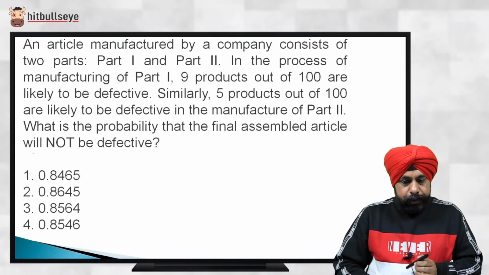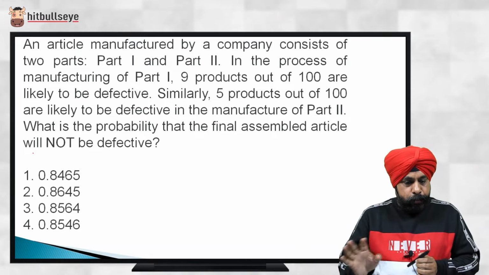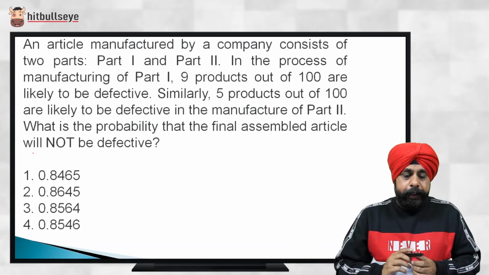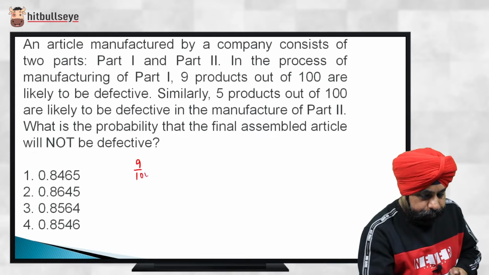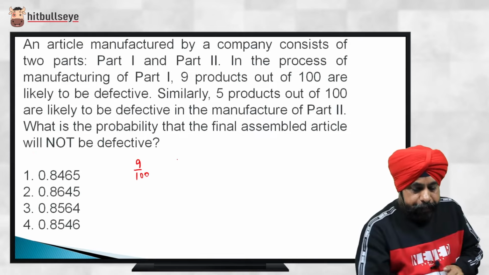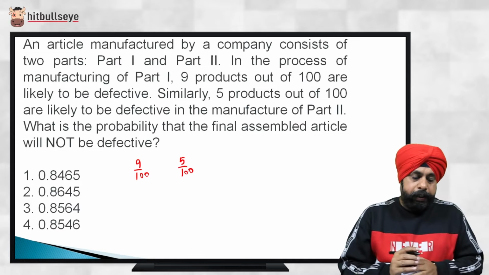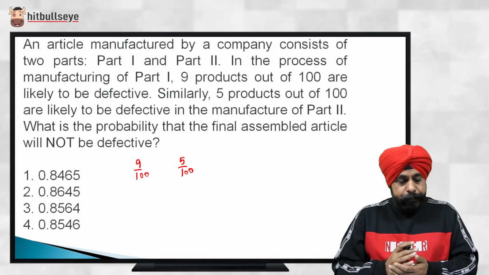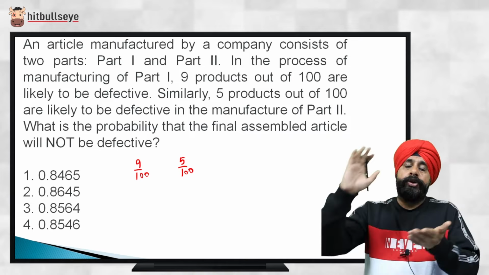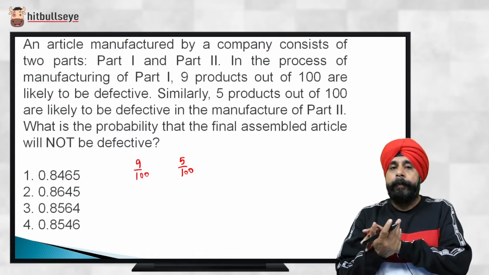Now this one, people, an article manufactured by a company. Part 2, 9 out of 100 are likely to be defective. So, people, defective are 9 out of 100 in the first part and 5 out of 100 in the second part. Now, the question is, what is the probability that if you take the final assembled part which has both the parts, it will not be defective. So, it should not have the first component defective and it should also not have the second component defective.